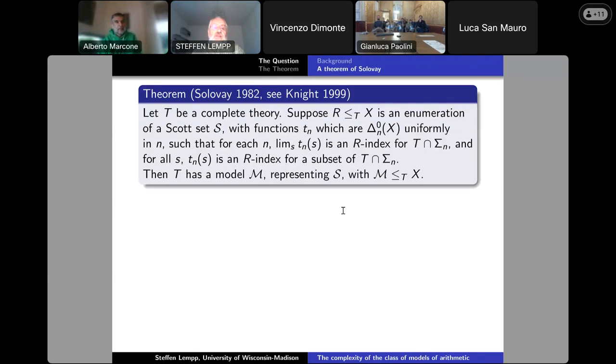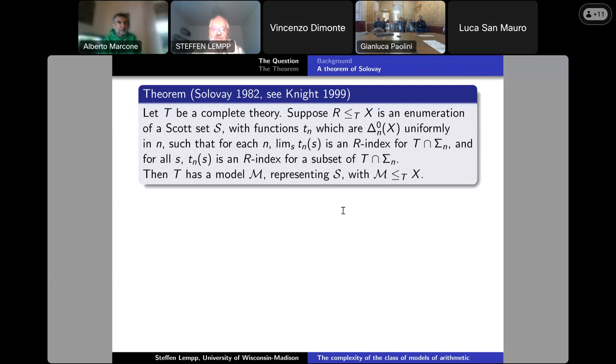If T is a complete theory in some language, and suppose R is Turing reducible to X and is an enumeration of a Scott set S, and I'll explain all these terms in a second, with functions T sub n which are uniformly delta 0 n X computable, so they're all delta 0 n in X uniformly in n, such that for each n, furthermore, the R index for the sigma n fragment of T can be gotten as the limit of a function T_n,s, such that for all s, furthermore, T_n,s will always be the index of a subset of the sigma n fragment of T.